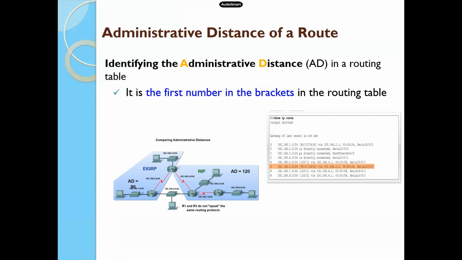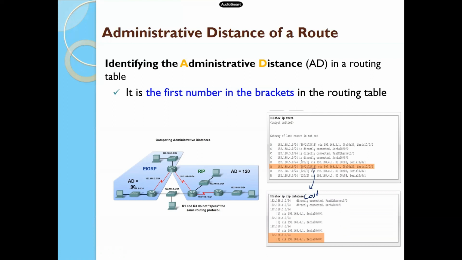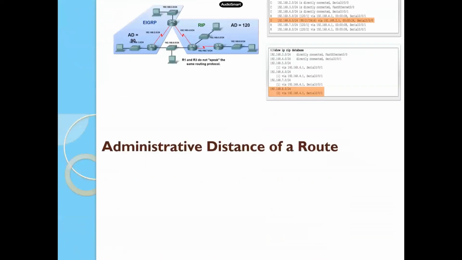If it's an RIP, there will be administrative distance and hop count. But if it's a different protocol, it will show the administrative distance along with another value. This could be the cost. This could be another metric. It doesn't have to be a hop count. But always the first value will be the administrative distance. The second value will be the metric that it is based on. All right.